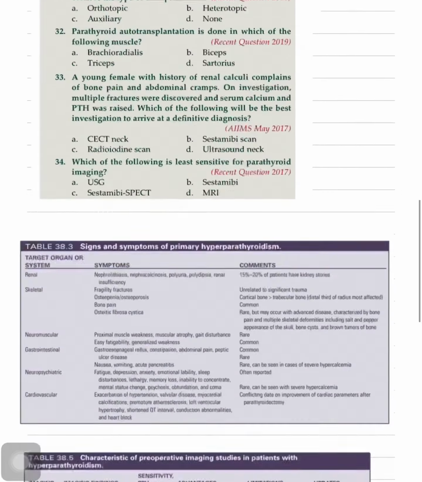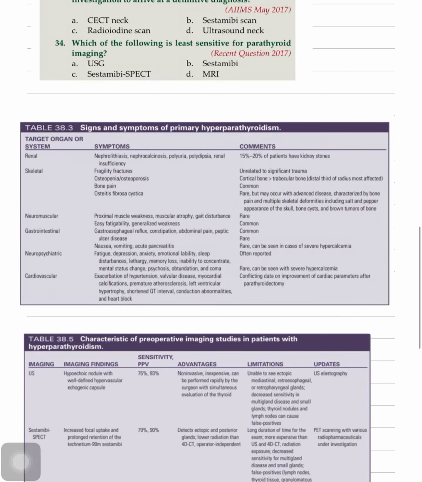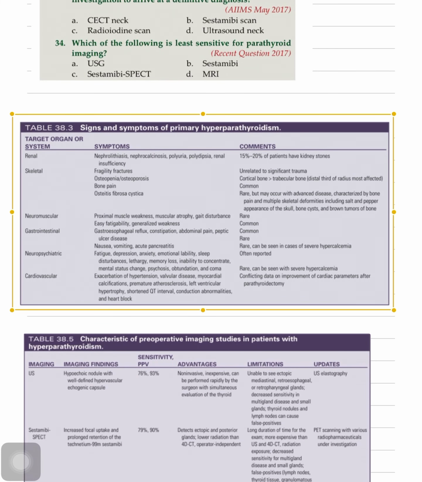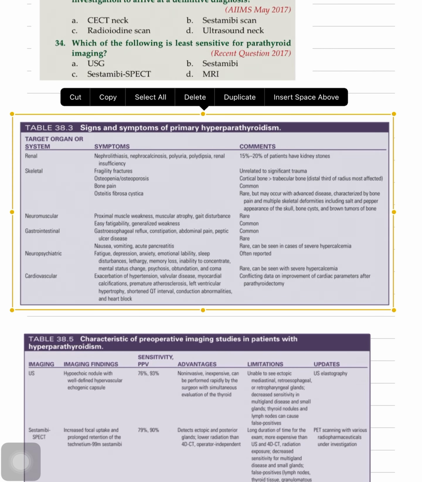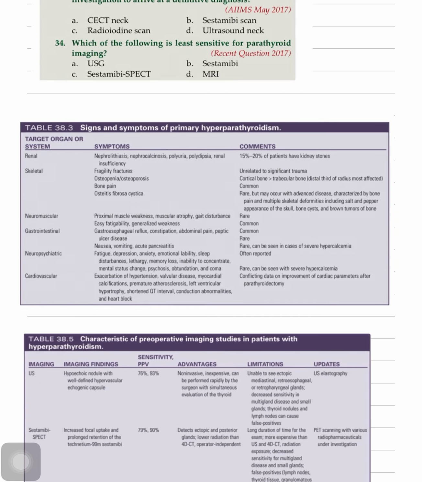So the classical symptoms of primary hyperparathyroidism: renal, nephrolithiasis, nephrocalcinosis, polyuria, polydipsia; skeletal, neuromuscular, gastrointestinal, neuropsychiatric and cardiovascular complications are listed here, and this is the chart from Sabiston.